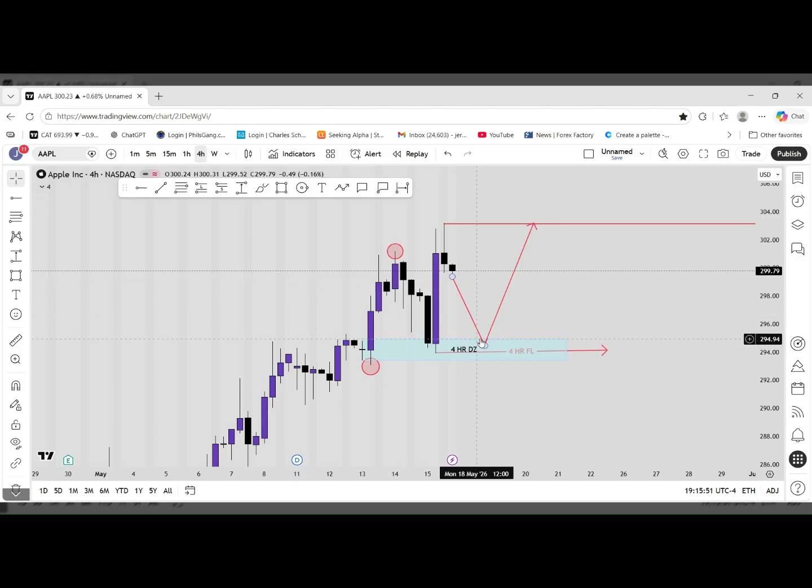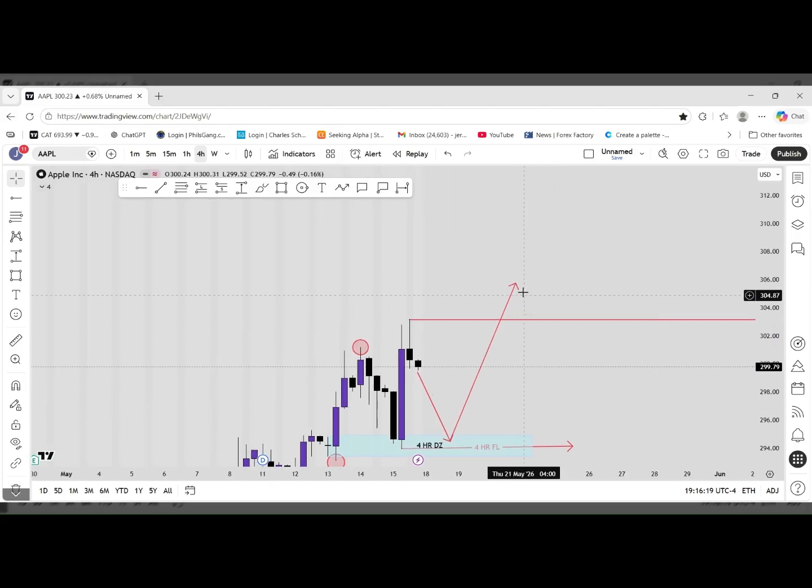Now it might just barely touch this. What would be ideal is if it came down, took out this first low, and it's in the demand zone, and then starts coming back. This would be golden. That's basically what I'm looking for. Now, the reason I point this out, when it comes to the potential high, could it go much higher than this? Oh yeah, it could end up shooting way up here.